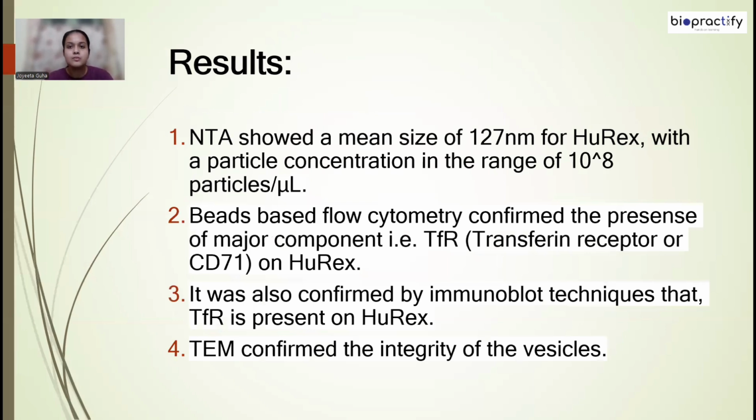So now we come to the most important section of the presentation, which is the results. What results are obtained? So NTA, which is nanoparticle tracking analysis, showed a mean size of 127 nanometers for Hurex with a particle concentration in the range of 10 to the power 8 particles per microliter. So let's see a graph.